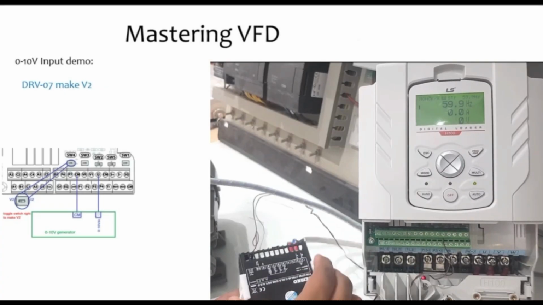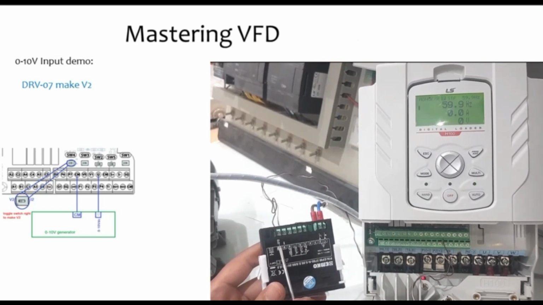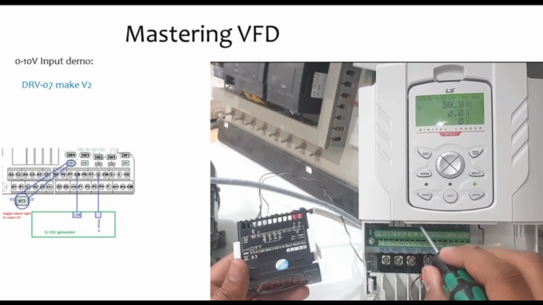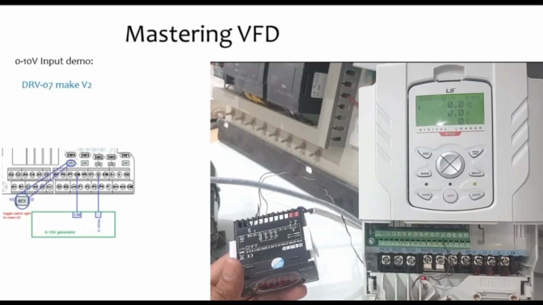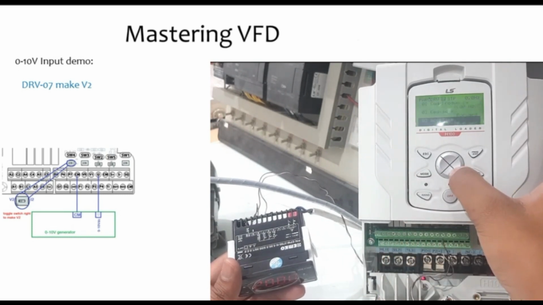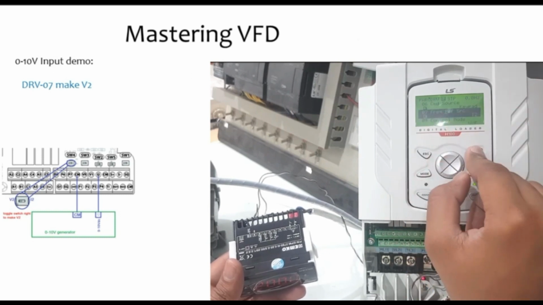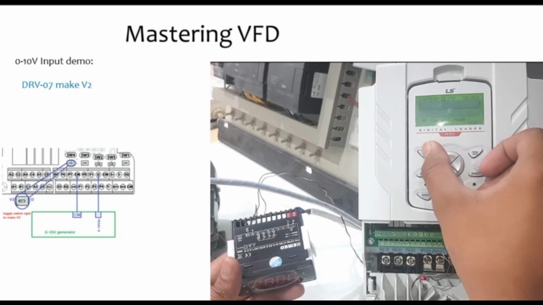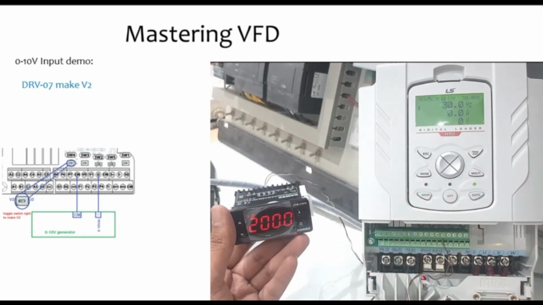Right now I have a different model, which is this one, 0 to 10 volt. So what I can do is switch it to 0 to 10 from here like this, and then I'll press mode, and here I will select V2. So now it will be 0 to 10 volt.